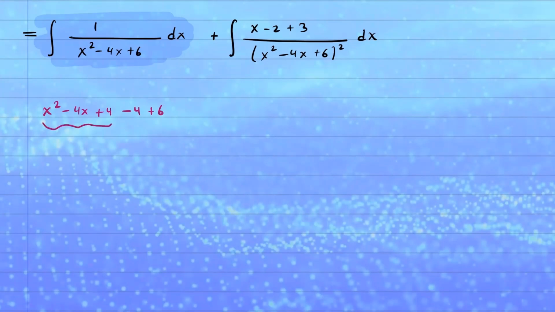Then this will factor into (x minus 2) squared. Negative 4 plus 6 is just plus 2. Right, so that's what this becomes. So I'm going to go ahead and do that. So I've got the integral.